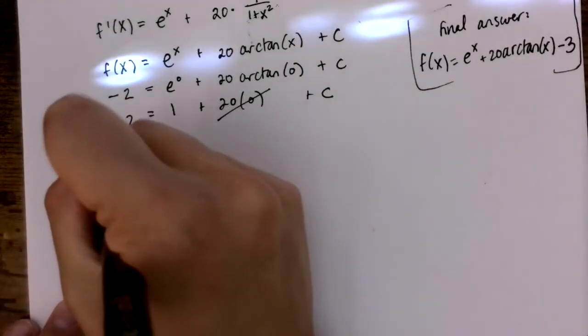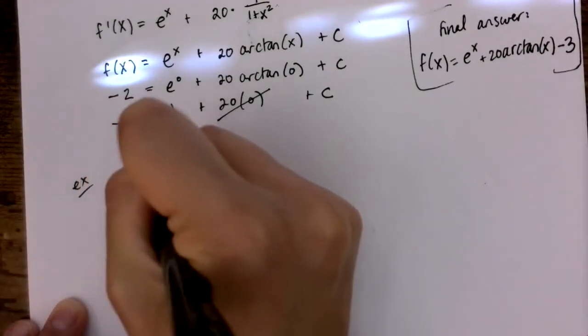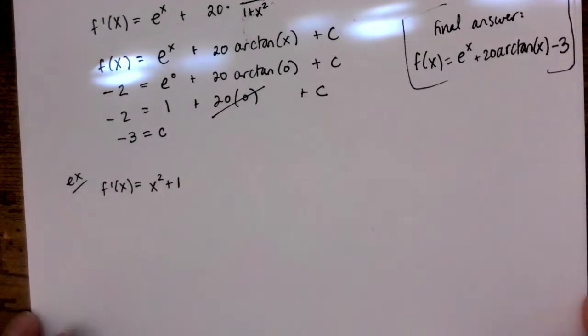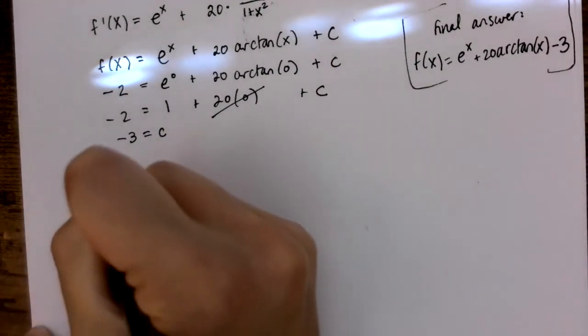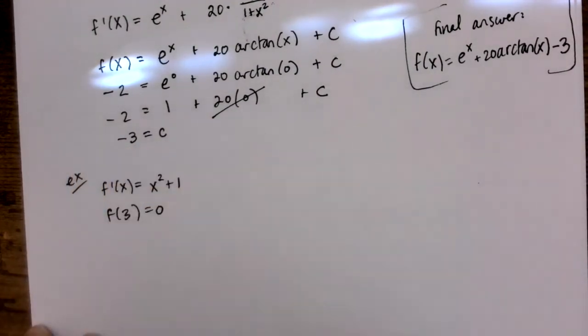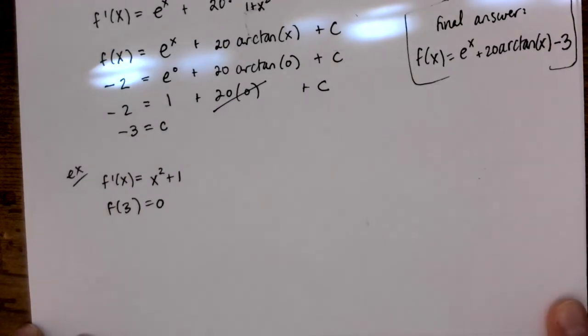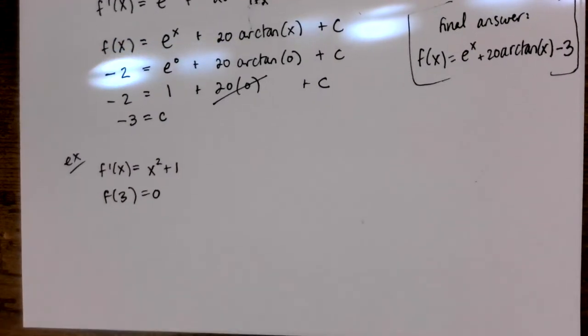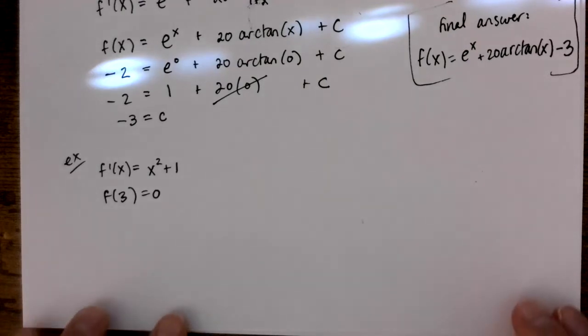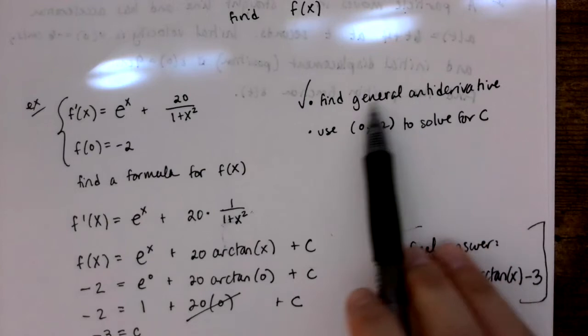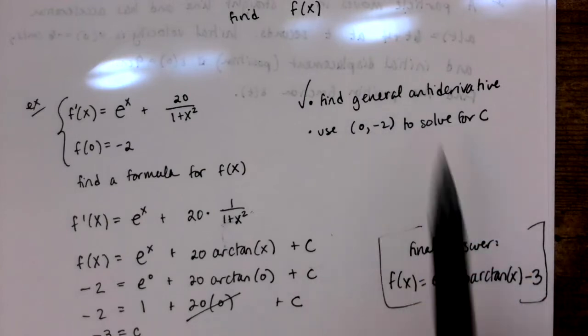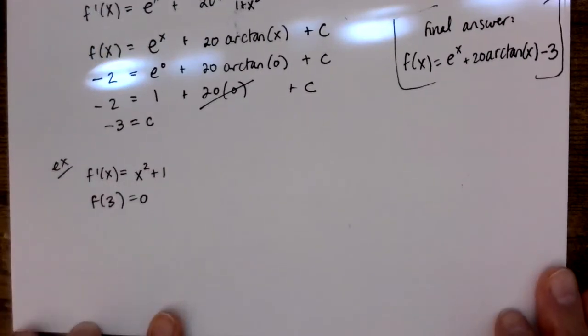Let's say f prime of x is x squared plus 1. And we're told that f of 3 equals 0. Find a formula for f of x. Pause the video here. All right, I'm going to solve it. I'm going to use these same two steps. So find the general antiderivative and then use the point to solve for the value of the constant.